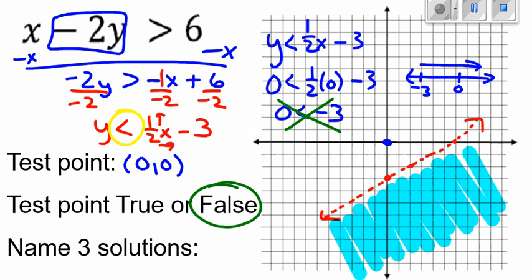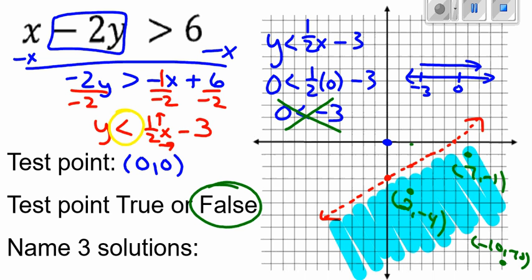Okay, so now I can name 3 solutions. I could pick any 3 down here. Let's pick this one at 2, negative 4. Let's pick one over here. That is going to be 1, 2, 3, 4, 5, 6, 7. 7, negative 1. And let's pick this one down here. Negative 10, negative 10. Okay, those are my 3 solutions.